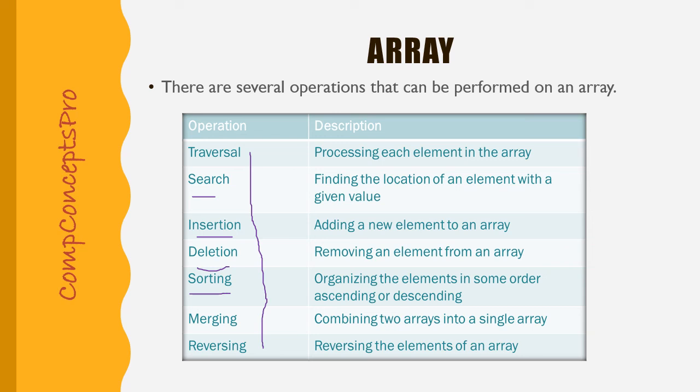Sorting means we have to arrange all the elements of the array in a particular order. This can be applied both on integer array as well as in character array. In case of integer array, we can sort our elements in descending order or ascending order, and in case of character array, we can sort our elements in alphabetical order. Merging means combining two arrays and then form a single array. Reversing means just reverse the order of all the elements which are already there in the array.